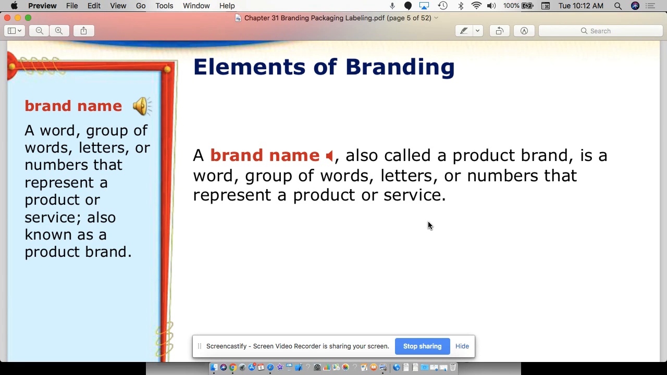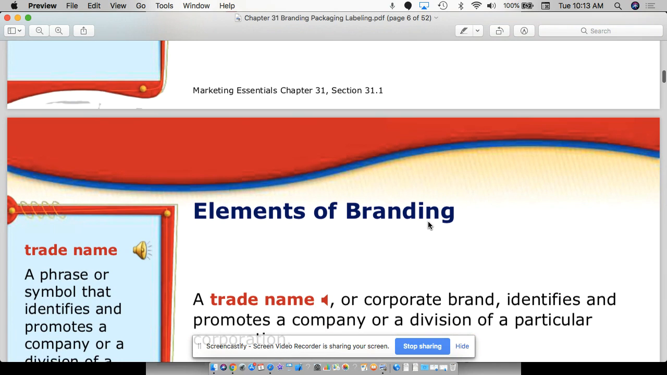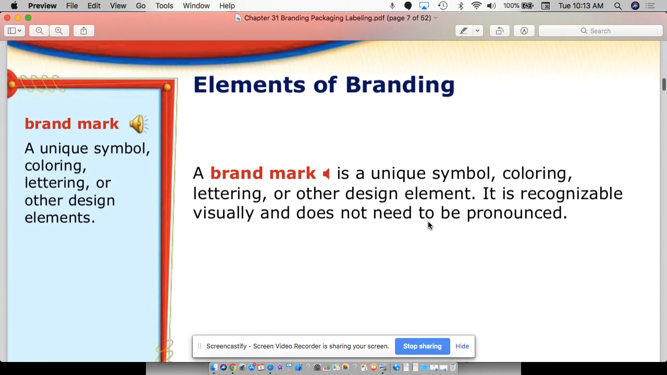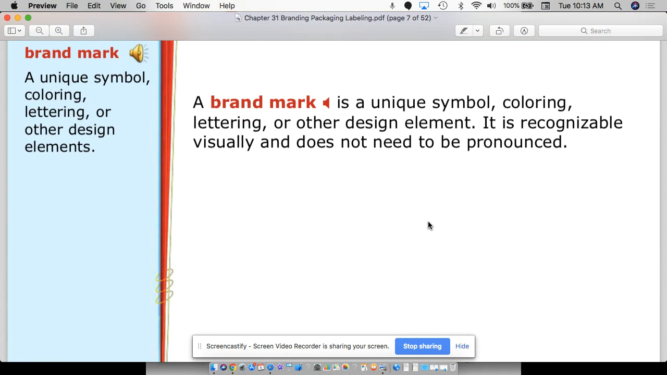So that's what a brand is. Brand name, though, is actually the group of words or letters that represent a certain product or service. The trade name is that corporate brand. That's really the company is the trade name. The brand mark we talked about is a unique symbol, coloring, lettering, or other design element. So there's so many different ways to be able to do this.